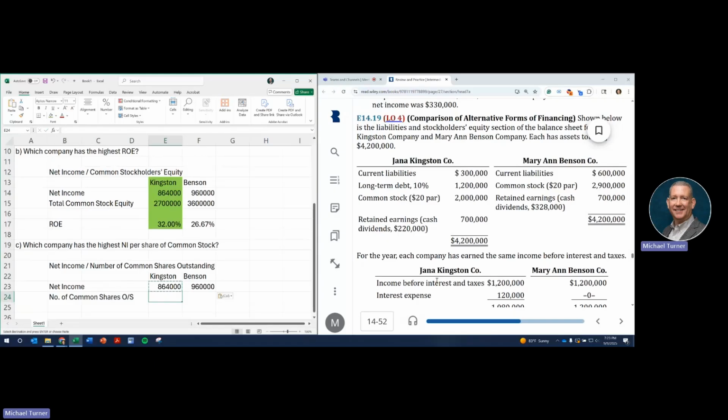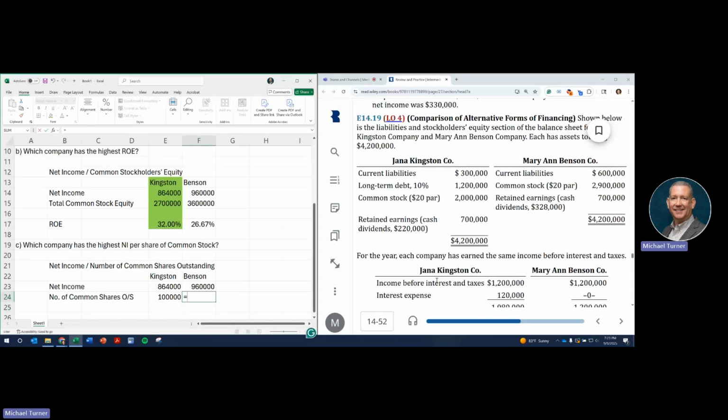So Kingston has $2 million of common stock outstanding with $20 par. So if we want to know the number of shares, we will need to divide the total dollar amount by the par. $2 million divided by $20 par value per share means the number of shares outstanding for Kingston is 100,000.